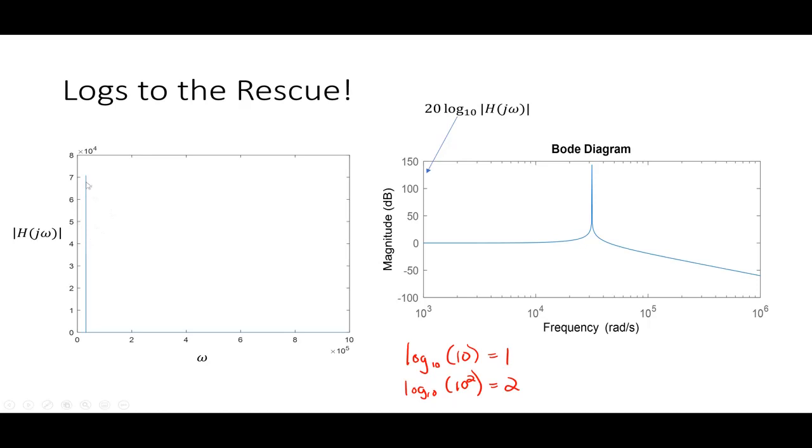So looking at our transfer function, we said the magnitude in this case goes up to like 70,000 and then goes down to values below 0. Okay? So what we do is instead of plotting the magnitude, we plot the logarithm of the magnitude. So in this case, and for historical reasons, we typically do 20 times the logarithm of the magnitude. All right.